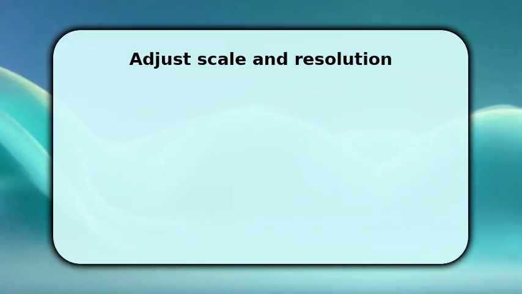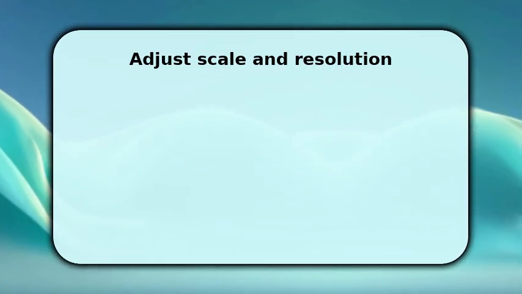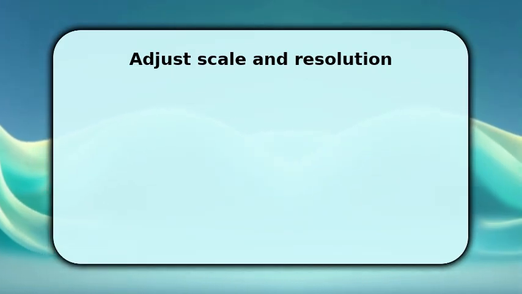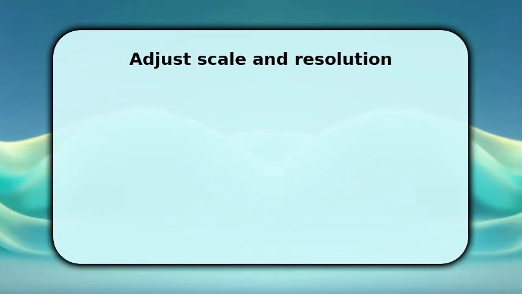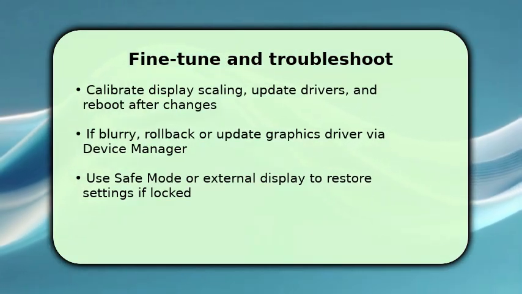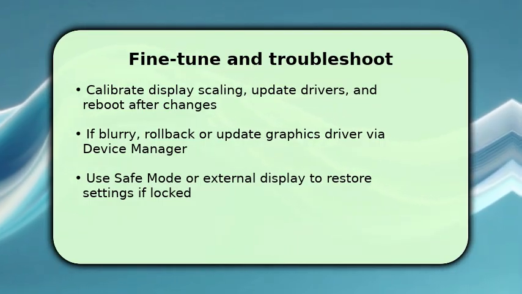If presets don't match your needs, open Advanced Scaling Settings and enter a custom percentage. This forces a specific DPI. Make changes one at a time, apply them, and confirm the display looks right. Once the size looks right, fine-tune by calibrating ClearType for text and checking app-specific zoom settings. These help if some apps still look off.